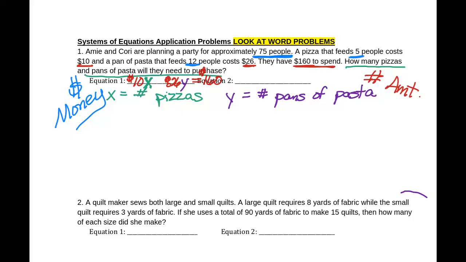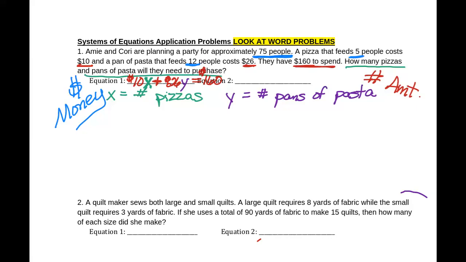Now, the only thing I'm missing is some kind of operation between the 10x and the 26y. If we're talking about total, what operation would that use? Addition. So let's put a big old plus sign right there. So that's the money equation, okay?